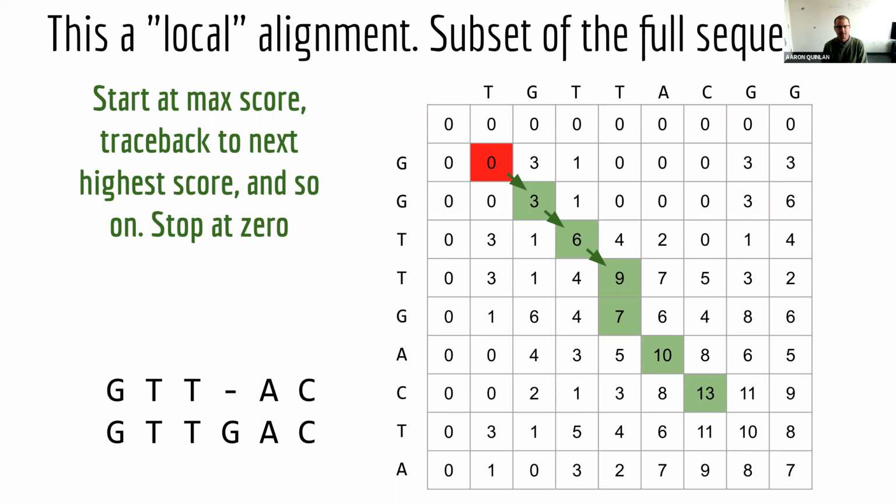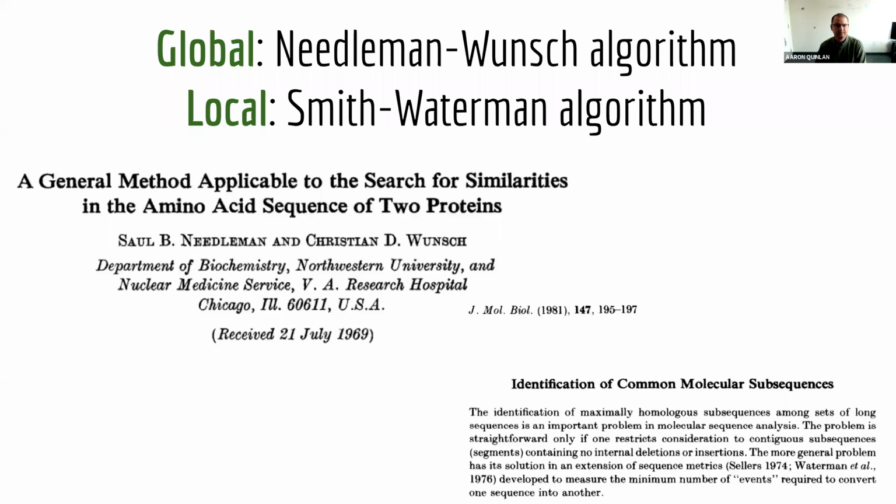Okay, so as I said, this is a local alignment or a subset of the full sequence. The other thing, just a quick note that I want to mention, this position here, we could get to 0 either by going this way or this way. And that's sort of an aligner's choice as to what to do there. But in either case, the alignment ends.